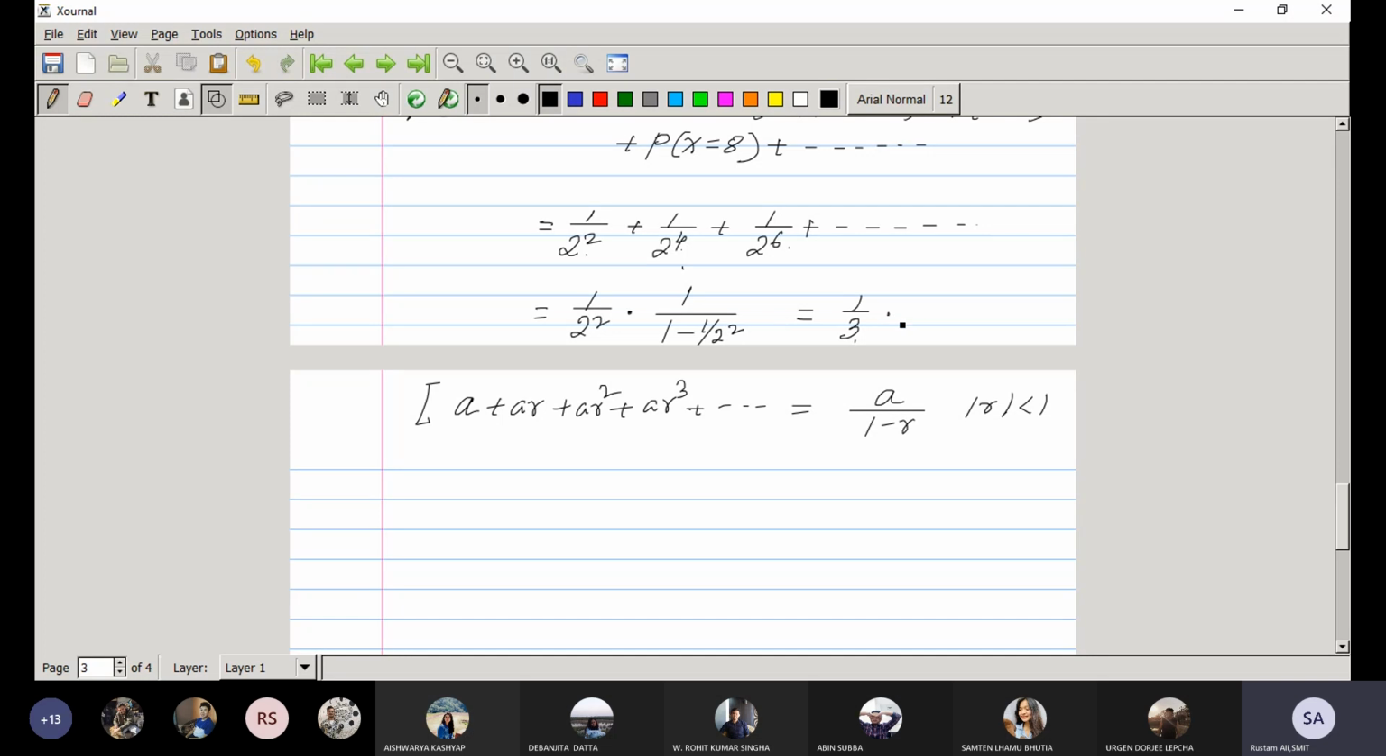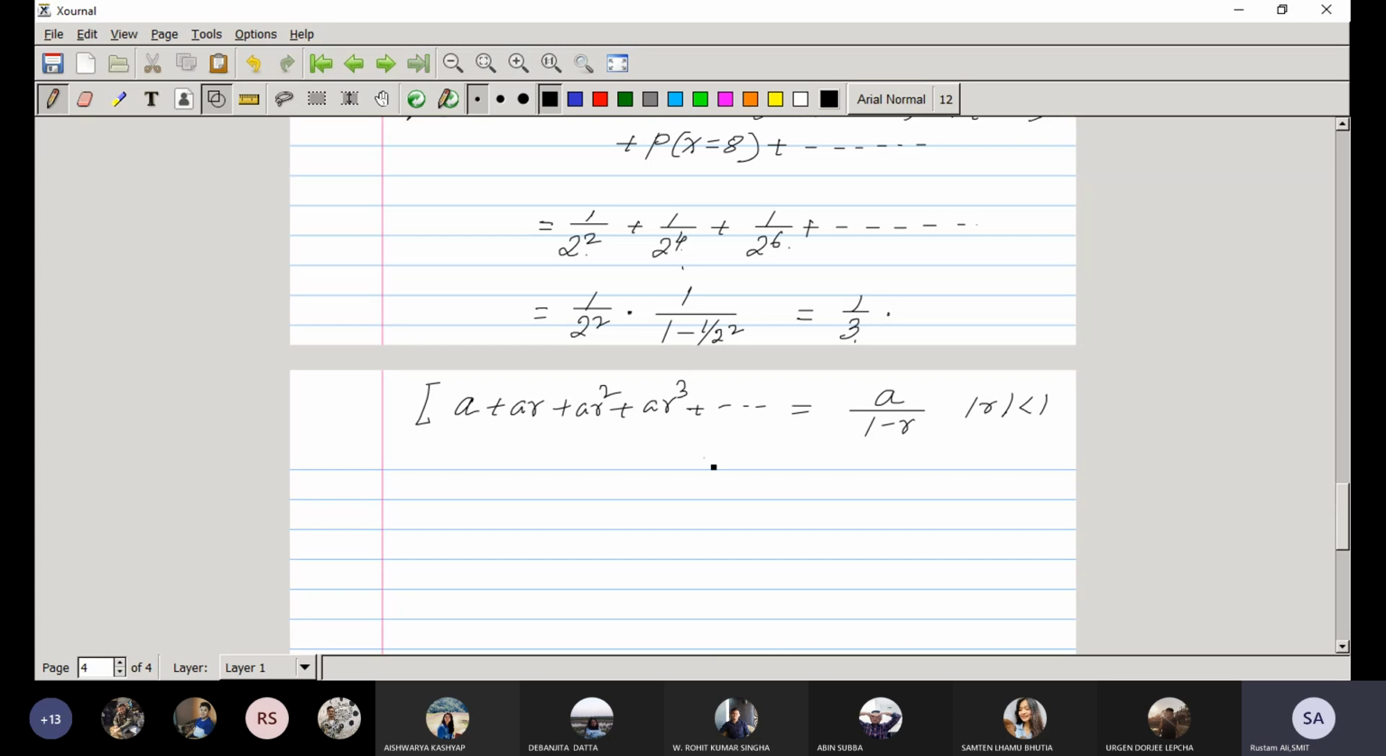One by 3, I think. Okay, if we simplify that, we'll get 1 by 3. So 1 by 3 is the probability that x will take the even values. Okay, x will take the even value. That probability is 1 by 3.